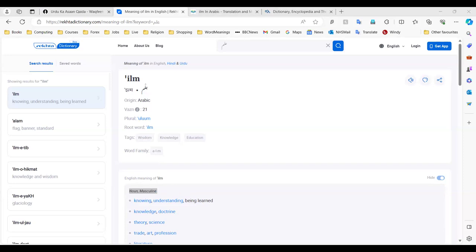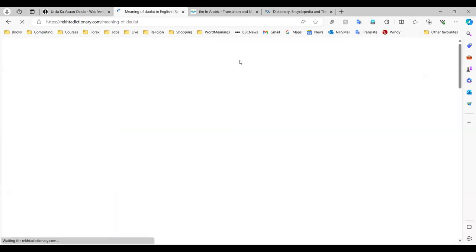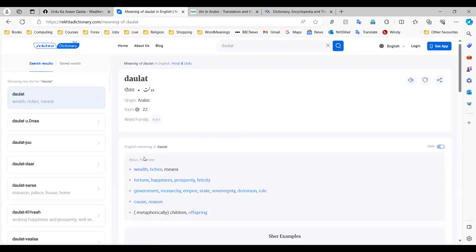Yes, ilm is masculine, but then we don't say bada ilm, bada daulat hai. No, we don't say that. Why? Because daulat is feminine. So we say daulat. Hang on a minute. Ilm is masculine, but daulat is feminine. Is that what we're saying? Let's see. I'm pretty sure daulat hoti. Yes, daulat is feminine. Okay, that makes sense.